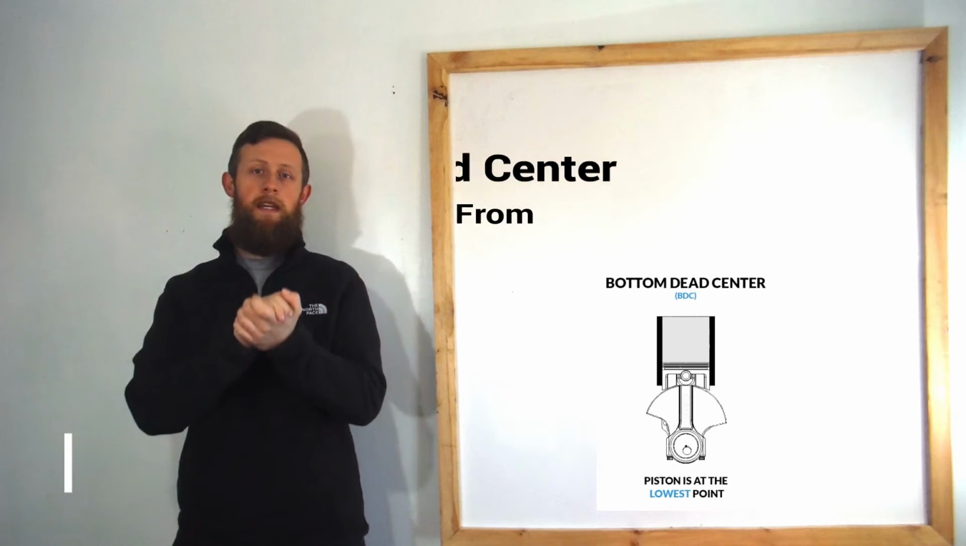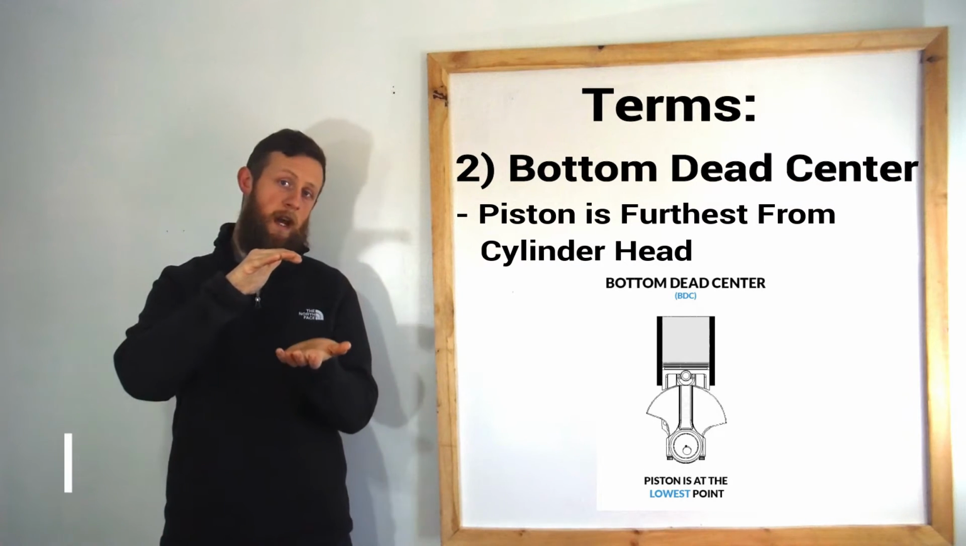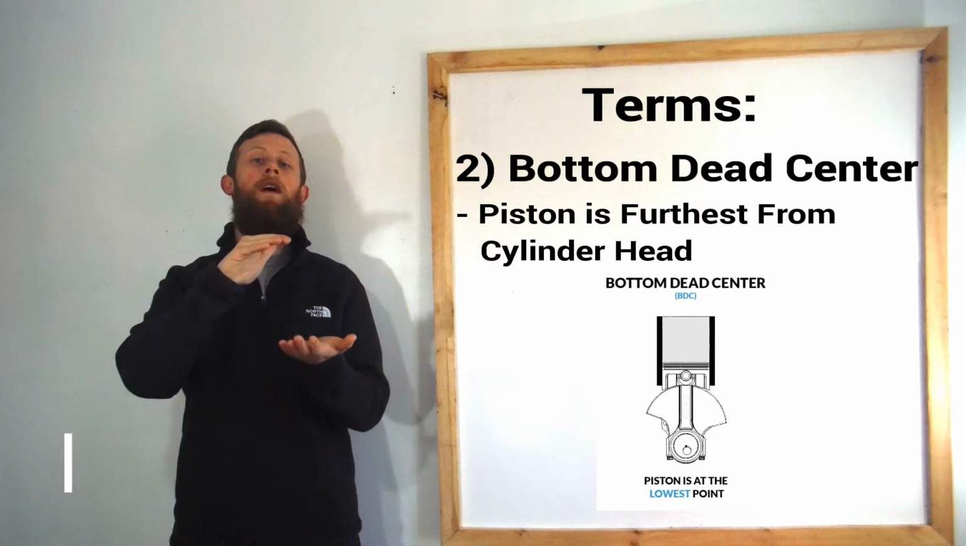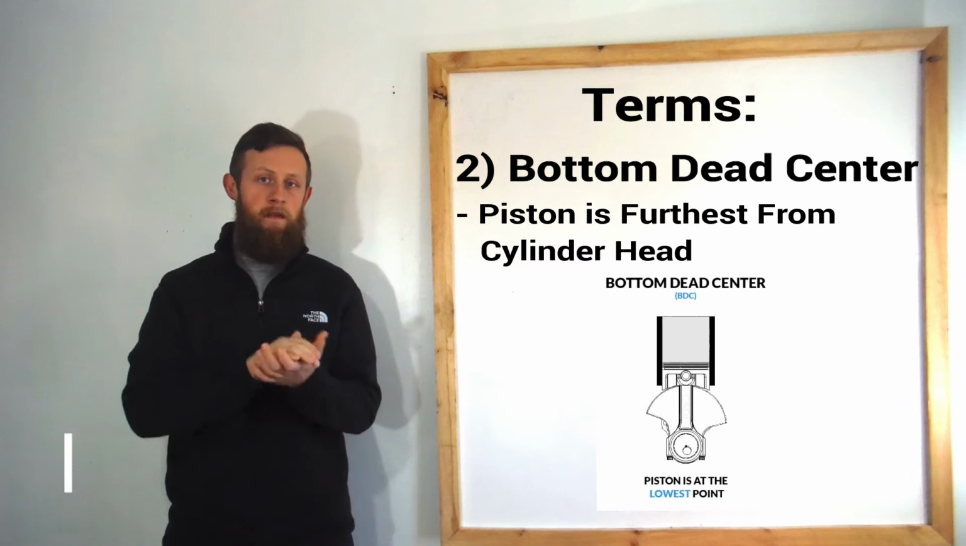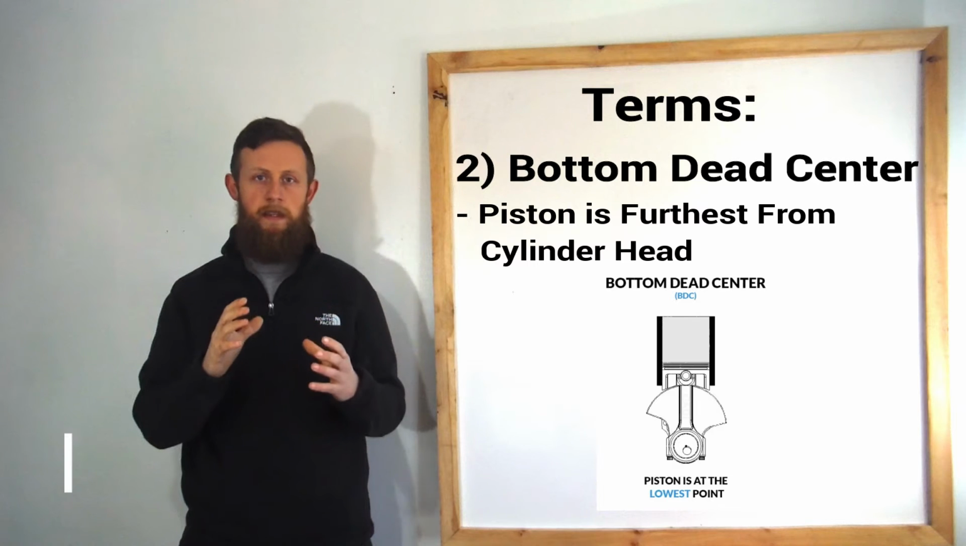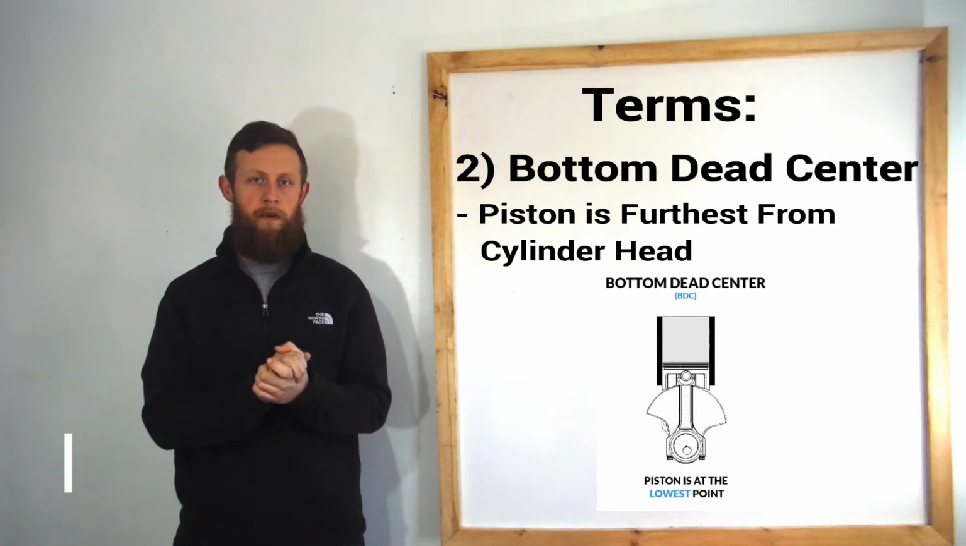The second term is bottom dead center. This is when the top of the piston head is furthest away from the cylinder head, therefore called bottom dead center. We haven't talked about these a lot, but we need to know them, and they'll be important to kind of learn how these different engines work and discuss the different events.